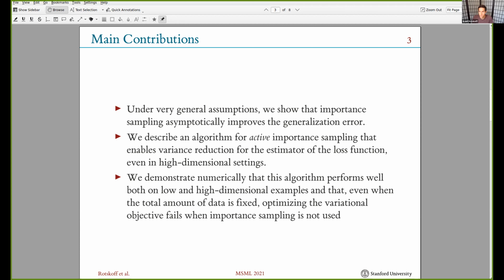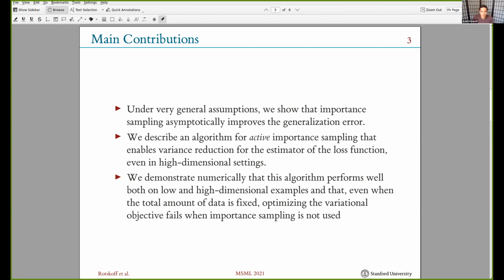So designing importance sampling strategies in high dimensions is a generically challenging problem, and that's one of the hurdles that we're trying to overcome here. And then finally, we did some numerics to actually show that this algorithm performs well. This is a continuing project. We're continuing to explore this in increasingly complex systems.